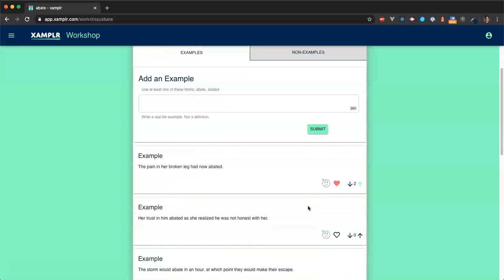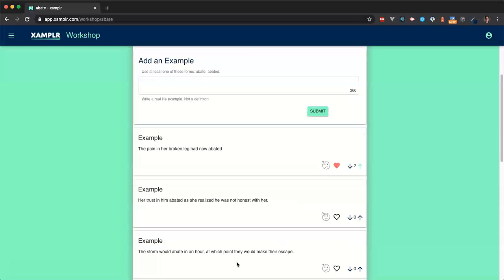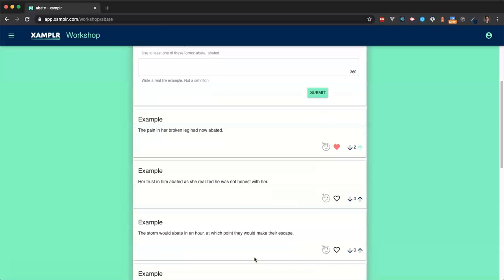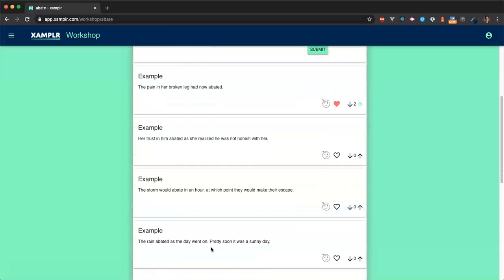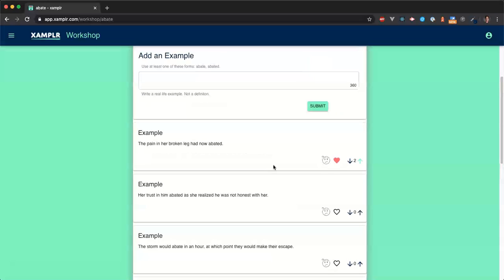If you don't like the example, however, let's say this was a bad one that we did not like. The storm would abate in an hour, that's a good one. The rain abated, they're all good ones. Let's say it was a bad one and we wanted to vote it down, we could vote it down. We could also click this frowny face and that would put it on a list that Xamplr admin looks at to delete examples. So if you think something is terrible because it's nonsense or it's profanity or it's really bad grammar, give it the frown. If you think something is a really good example, give it an upvote.